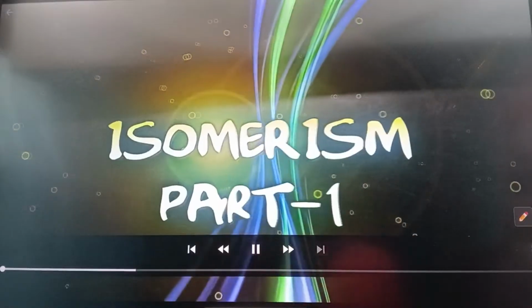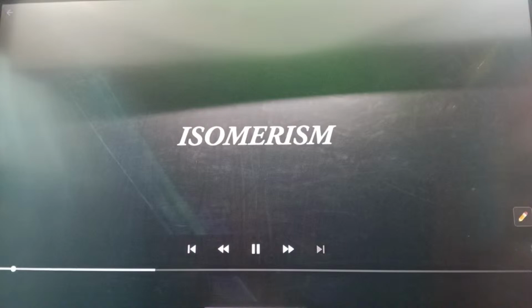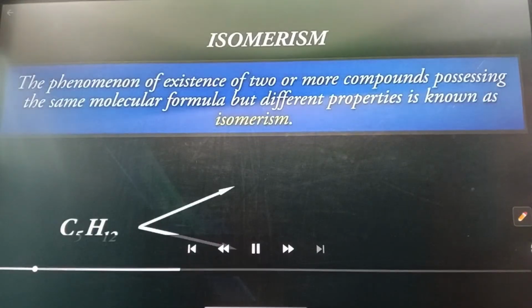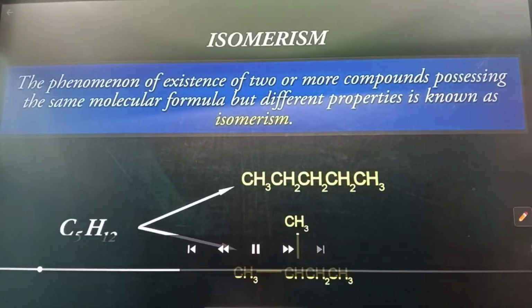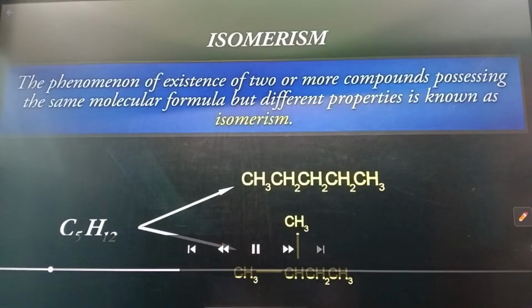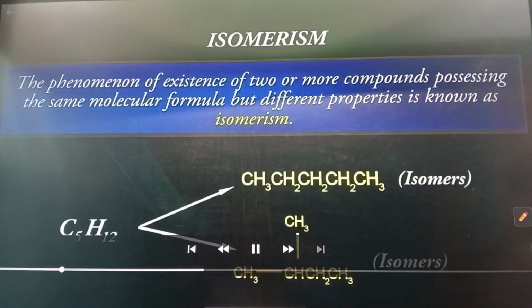Isomerism Part 1. In this module, let us understand the concept of isomerism. By definition, the phenomenon of existence of two or more compounds possessing the same molecular formula but different properties is known as isomerism. Such compounds are called isomers.